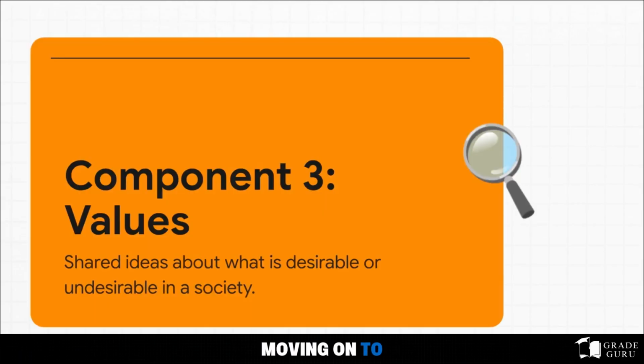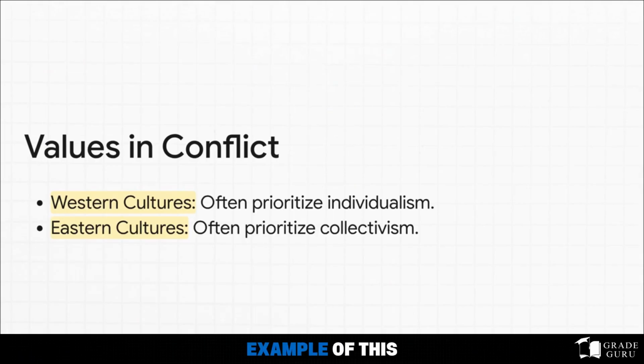All right, moving on to component 3, values. Values are the shared ideas a culture has about what's good or bad, desirable or undesirable. You can think of them as the culture's moral compass. They guide what the society thinks is important and worth striving for. A really clear example of this is how many Western cultures tend to value individualism, personal success and achievement. Compare that to many Eastern cultures, which often prioritize collectivism, the harmony and well-being of the group as a whole.